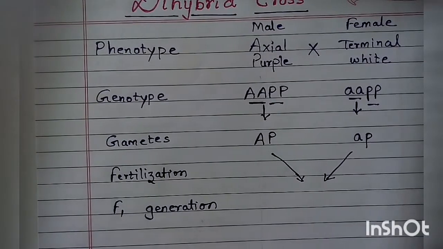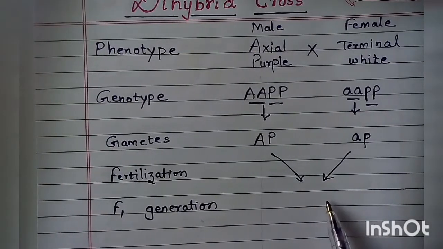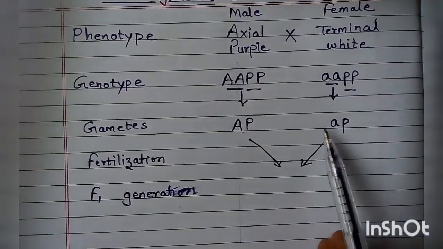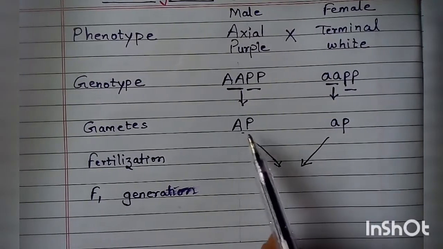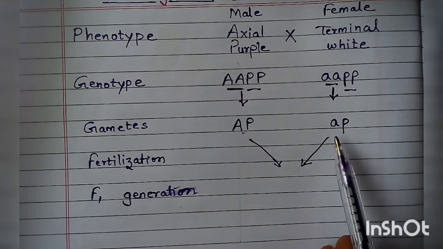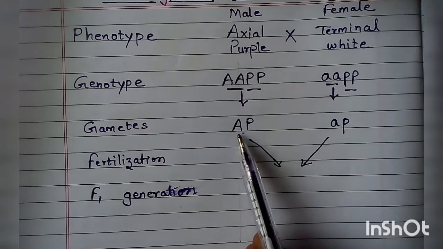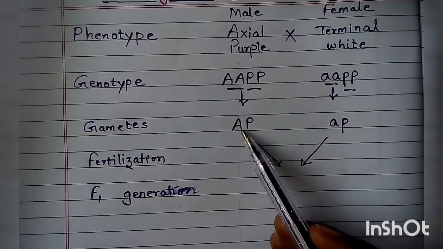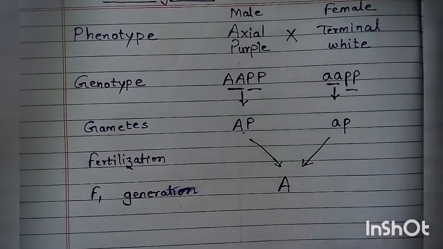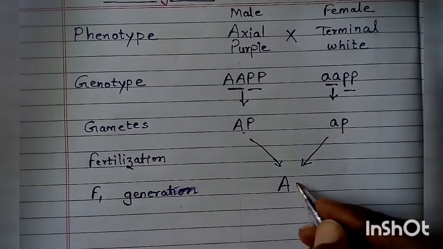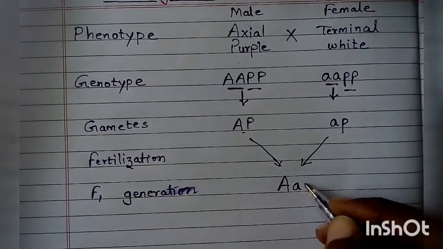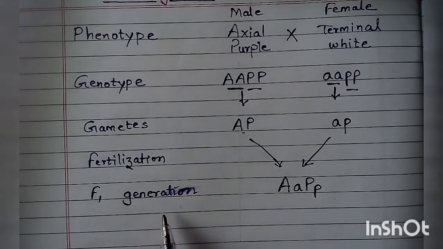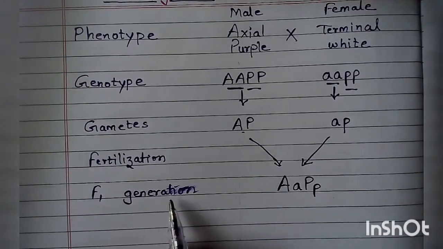What will be your F1 generation? Now whenever we are writing the F1 generation for a dihybrid cross, since there is a repetition of alphabets, you have to write the same alphabets together. You should not write like this, capital A, capital P and then small a, small p. What we'll do is first write this capital A, then comes small a, then capital P and then small p. So this is our F1 generation. This is the genotype for the F1 generation.